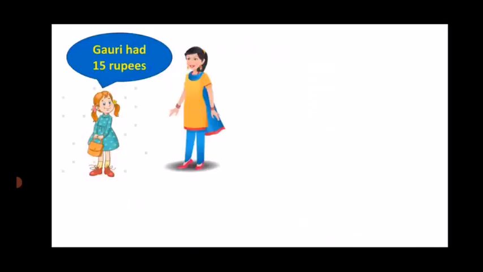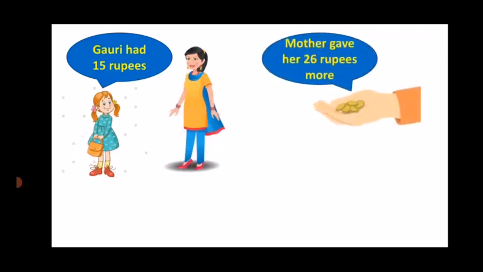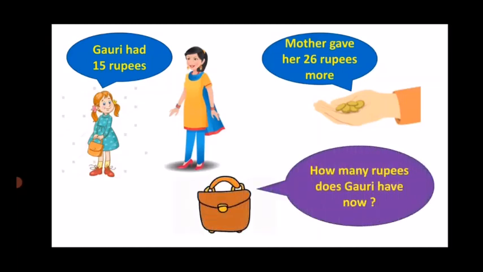Gauri had 15 rupees. Her mother gave her 26 rupees more. How many rupees does Gauri have now? So children, you all know there are 3 steps to solve the problem. First is what is given, what is asked, and then plan, means what to do to solve the problem. Third step is to solve. So children, tell me now what is given.